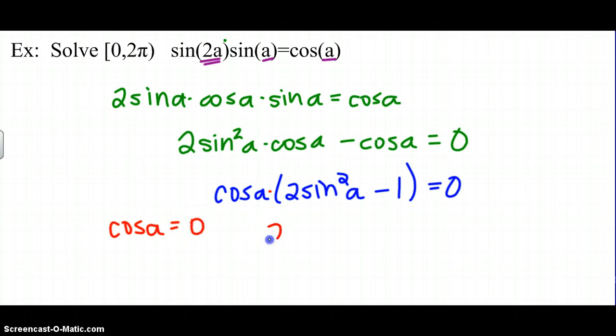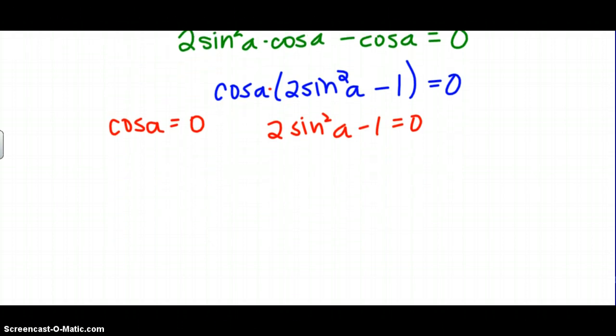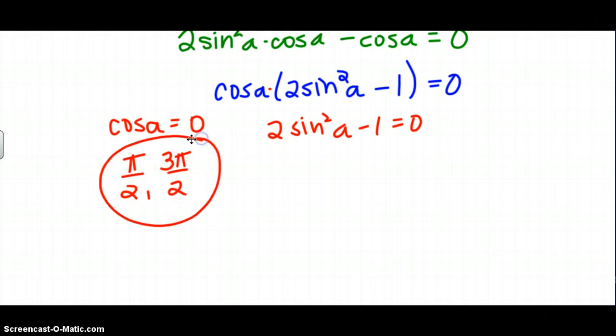Cosine of A will be 0, or 2 sine squared of A minus 1 is equal to 0. Just like on the last one, cosine will be 0 on your unit circle at pi over 2 and 3 pi over 2. This one, I'm going to say sine squared of A is equal to a half.